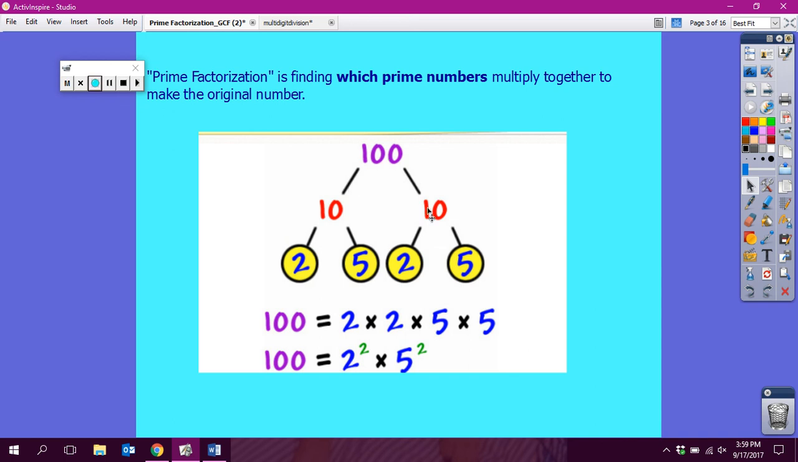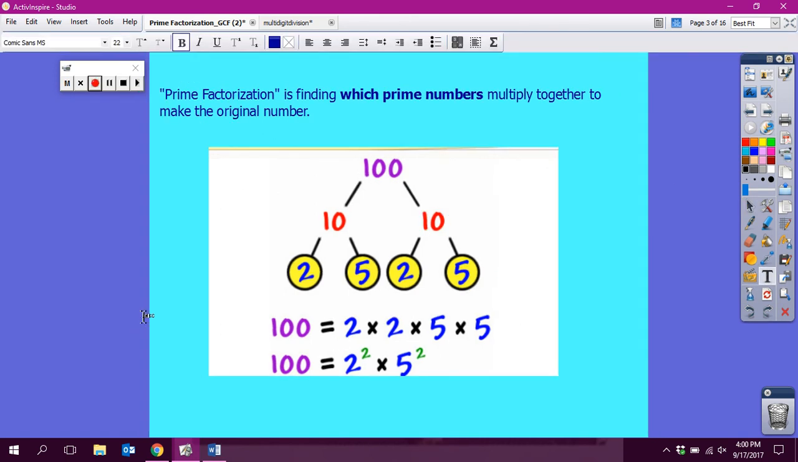You could do 10 times 10. You guys know that there are more multiplication facts than just 10 times 10. You could do 2 times 50, you could do 4 times 25. There are a lot of different options here, but in this particular example, we chose 10 times 10. Then from there, after you've broken it down, 10 and 10 can both be broken down further into 2 and 5, and then 2 and 5 again.